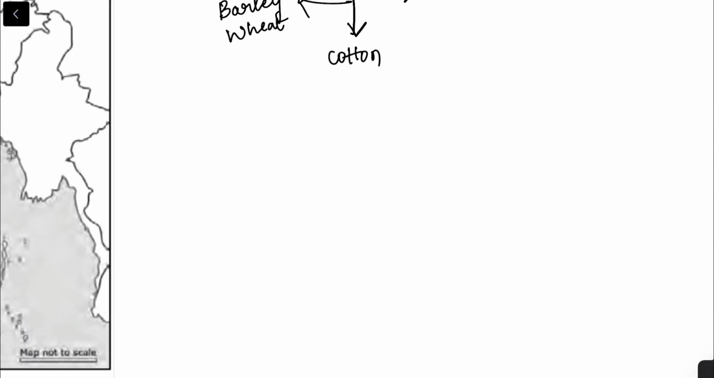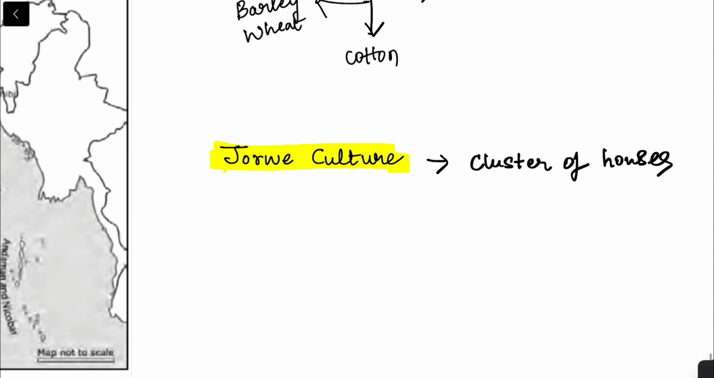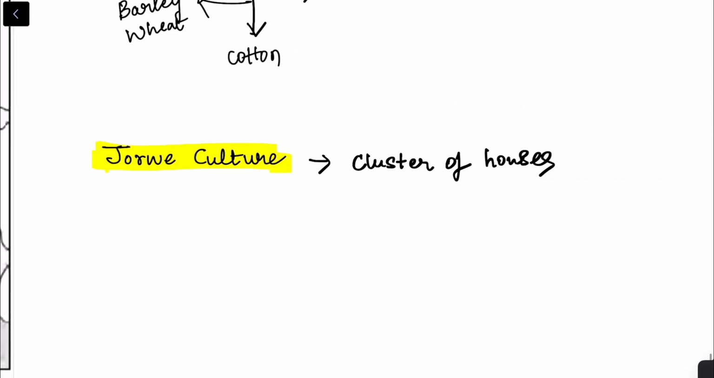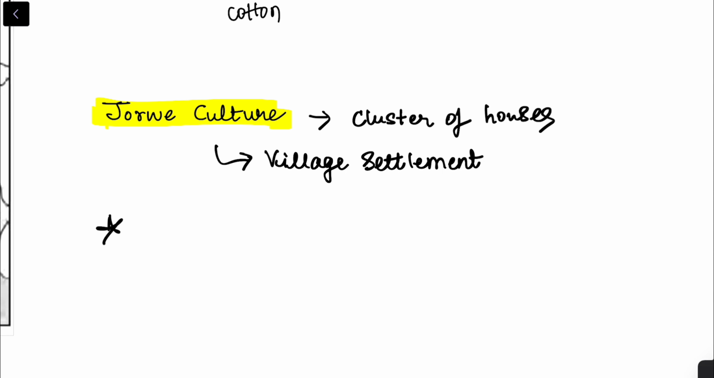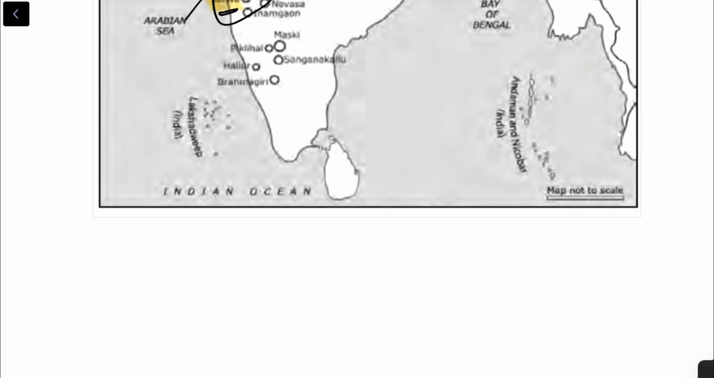Okay, we see here in the Chalcolithic age we see Jorwe culture. Jorwe culture means there was cluster of houses found here. Jorwe, that is a place in Maharashtra. We see cluster of houses. This shows village settlement. It is said that the first village in India was founded around this period. The food production was also in surplus. Agriculture was practiced. This is all about Chalcolithic age.